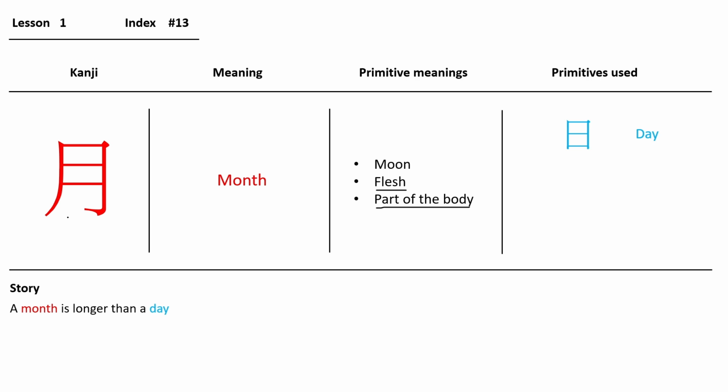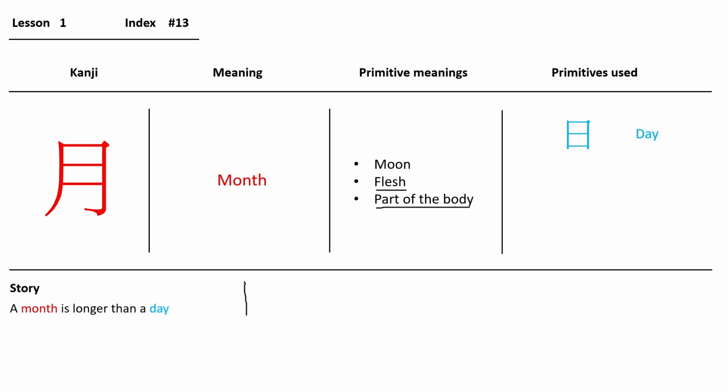And finally, something a little bit more interesting: we are not just using a pictogram to remember this, but we will use the primitive that we just learned, which is day. Remember? Open the window, it's a new day. And we will use this to remember this character. So we will say a month is longer than a day. Why is it longer? Because it also has these guys, right?